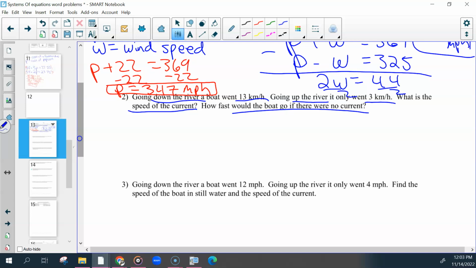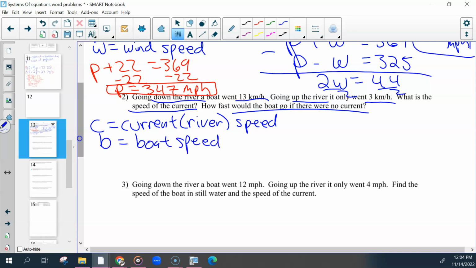So don't be tricked by the wording of these questions. The speed of the current, so let's call that C. We're looking for how fast the current is going or how fast the river is going. And then the second question is really asking how fast is the boat going, because the current is no longer helping them. So you're looking for the boat's speed. You're not looking for the current at a standstill, because we don't need to know that. You're looking for the boat's speed.